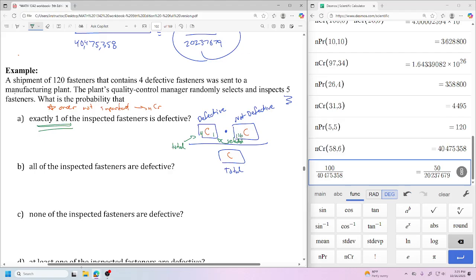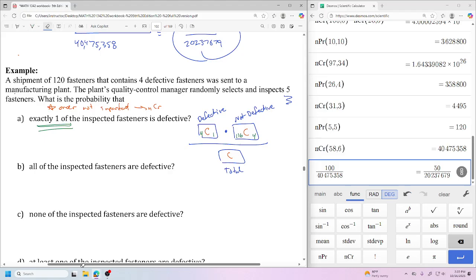116, exactly. 120, and we're removing the 4, exactly. If 1 is defective in my hands, I'm supposed to have 5 total. Then how many were not defective? Exactly. And so here's, let me erase this a little bit so I can get a little bit more room.